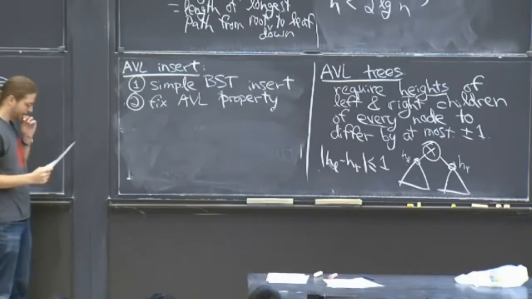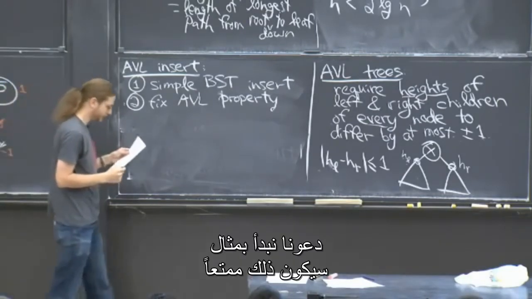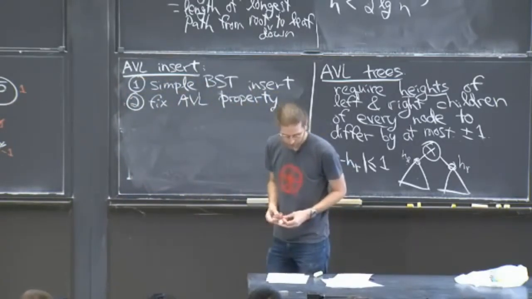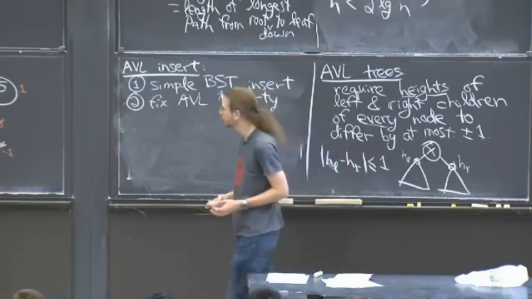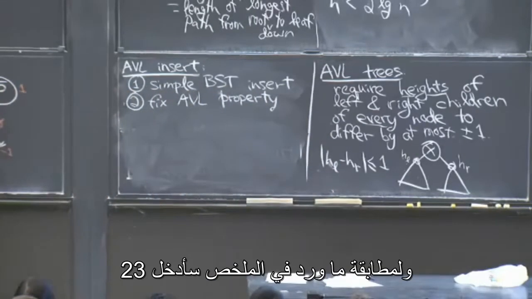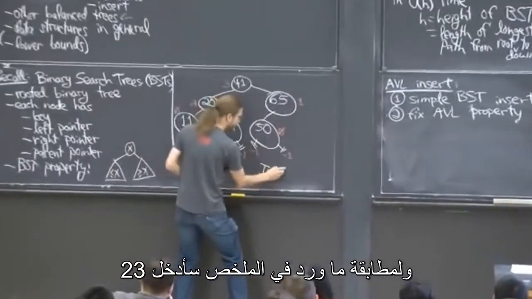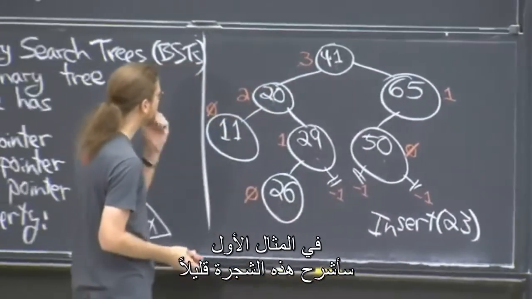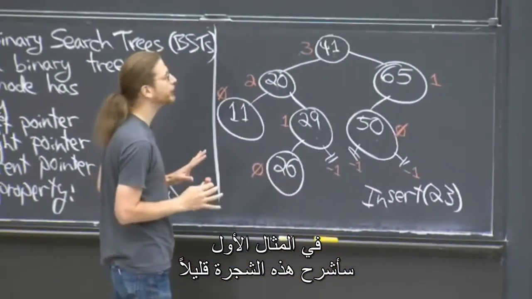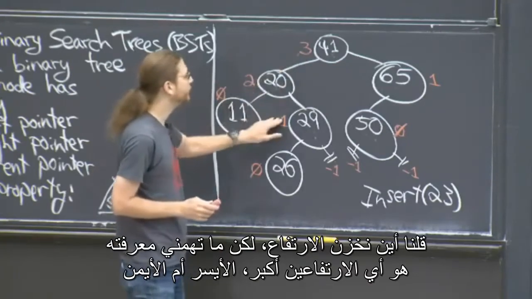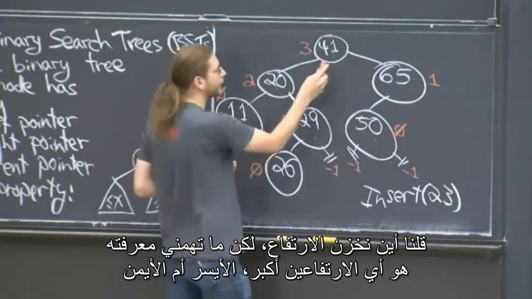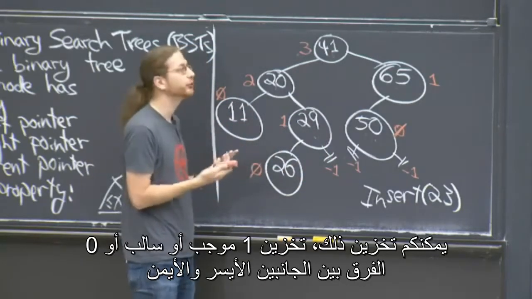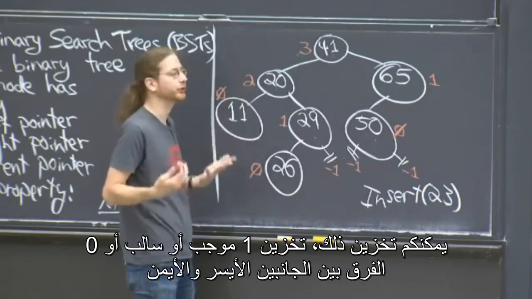All right. Maybe let's start with an example. That could be fun. Here's an example, and to match the notes, I'm going to do insert 23. I'm also going to annotate this tree a little bit. I said we store the heights, but what I care about is which height is larger, the left or the right. In fact, you could just store whether it's +1, -1, or 0, the difference between left and right sides.